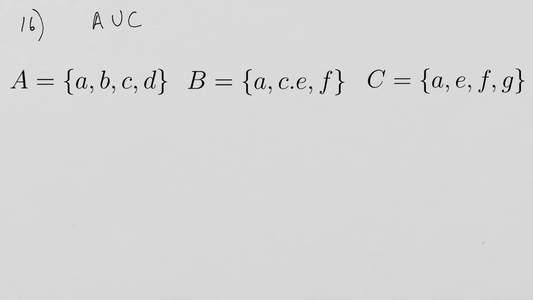Okay, so number 16 is A union C. The items that show up in either A or C, they do not need to show up in both. So we're looking at, let's see, we have an A, we have a B, we have a C, we have a D, we have an E, we have an F, and we have a G. That's showing up in one or the other at least.